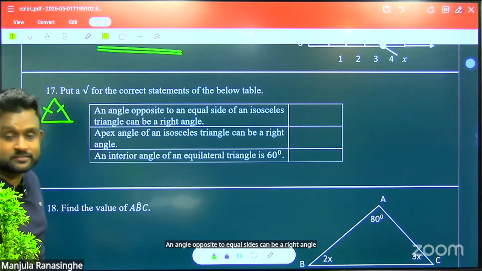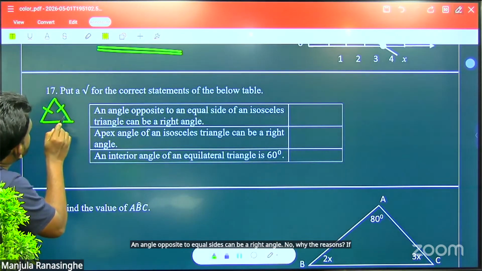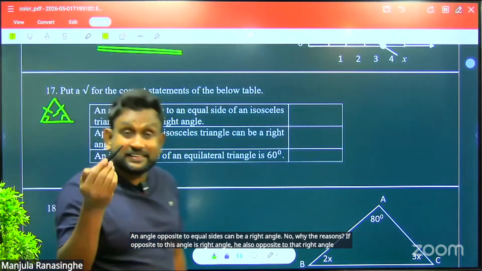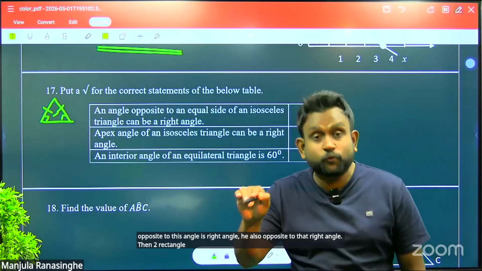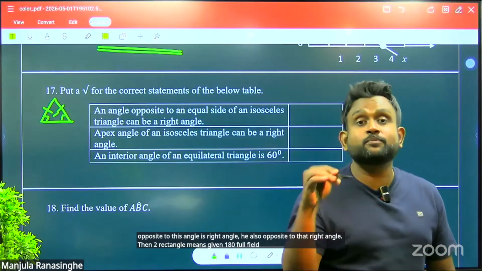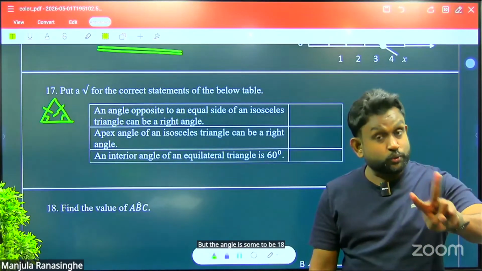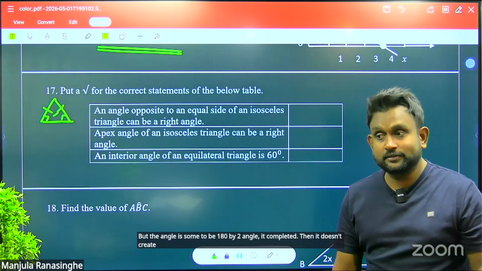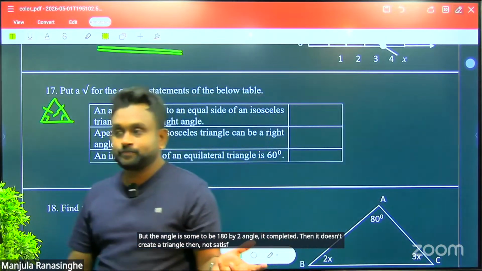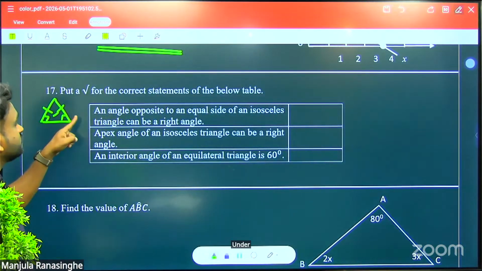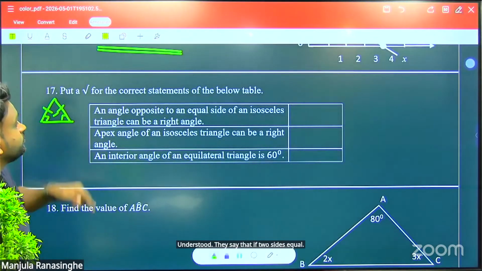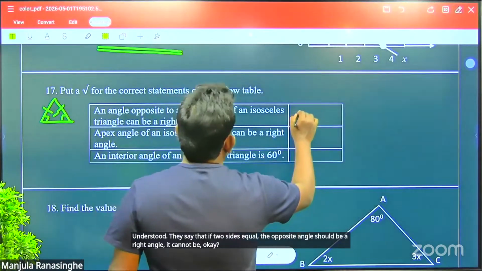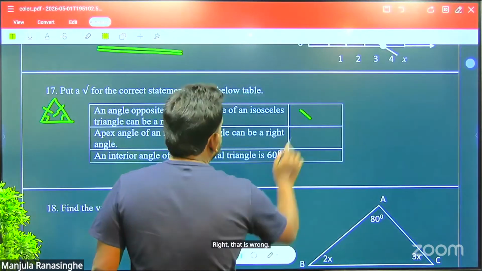No. Why the reasons? If opposite to this angle is a right angle, then opposite to that one is also a right angle. Then two right angles already give 180, so the angle sum is completed by two angles. Then it doesn't create a triangle, so it is not satisfied. Understood. They say that if two sides are equal, the opposite angle should be a right angle. It cannot be. That is wrong, so keep it blank. There are no wrong marks.